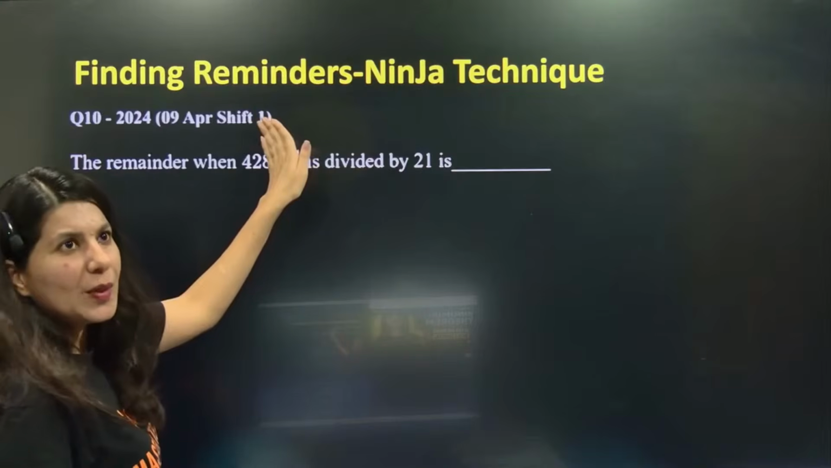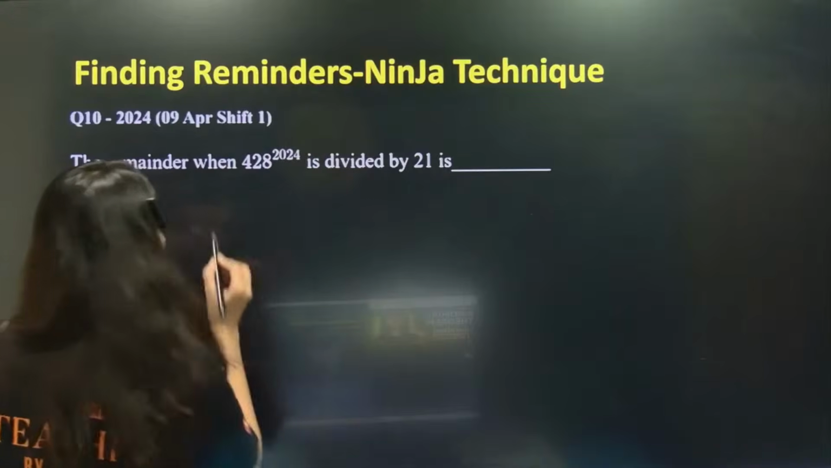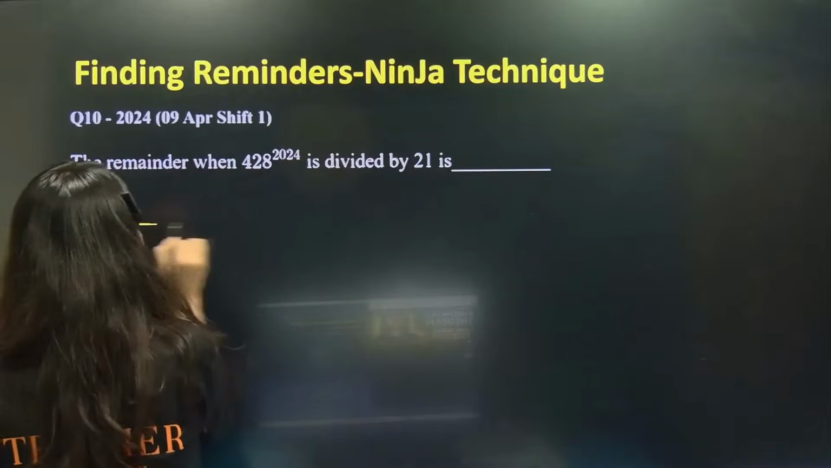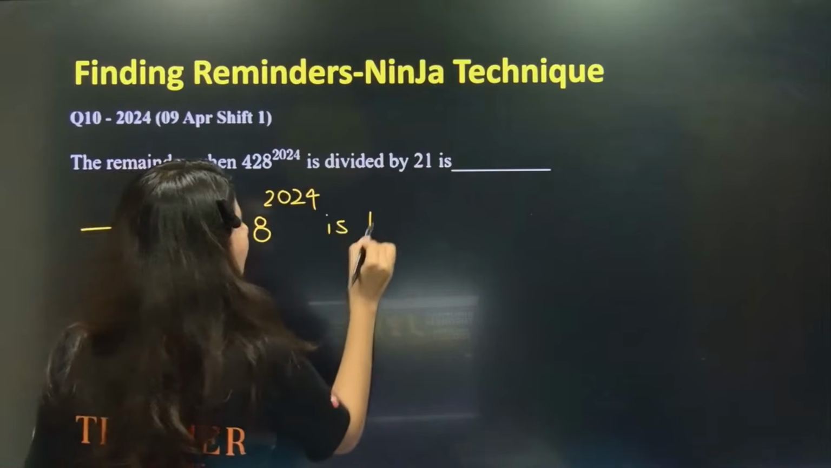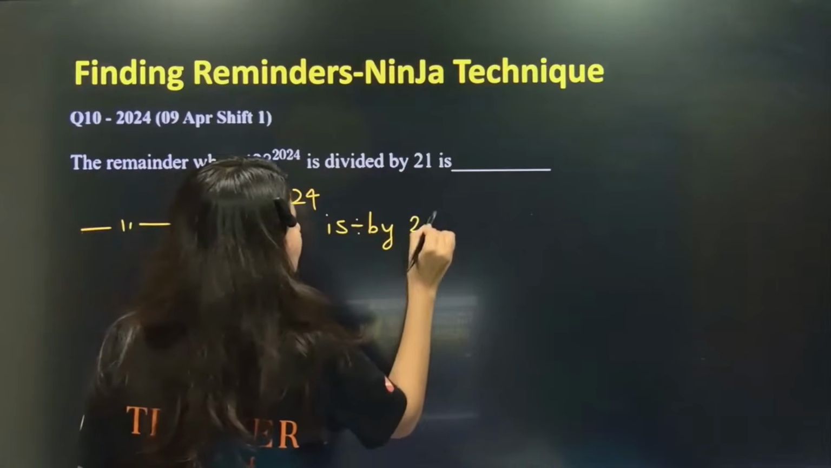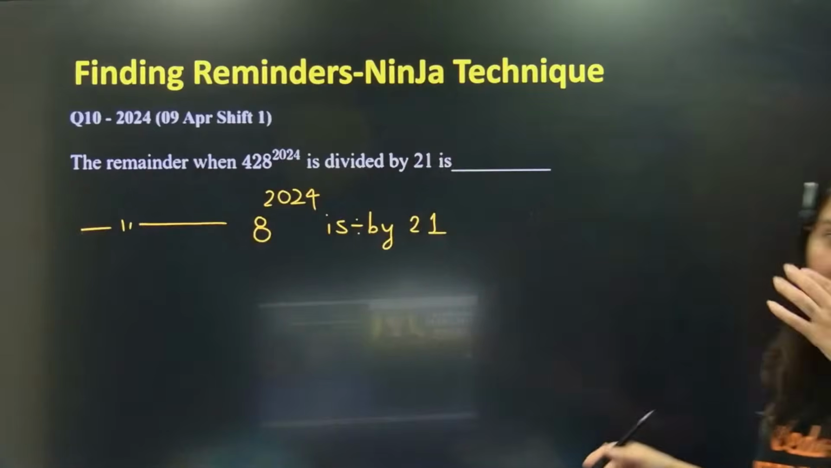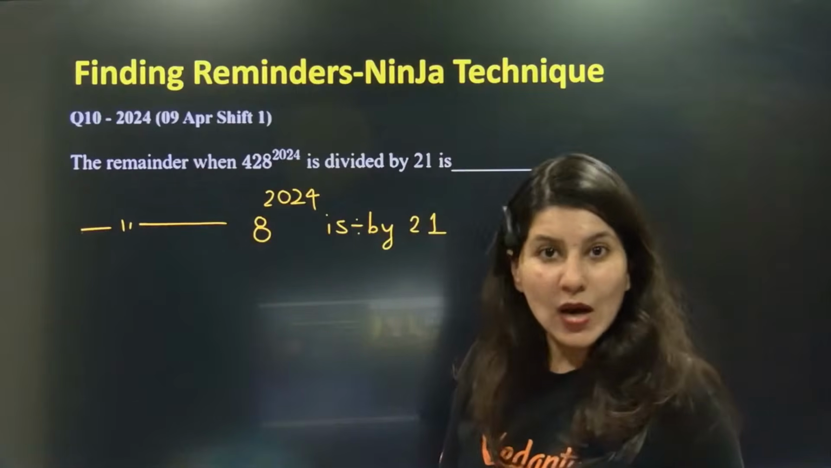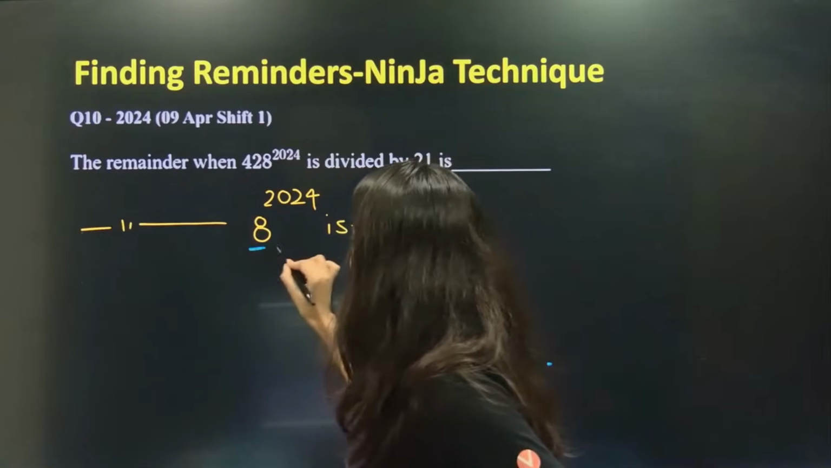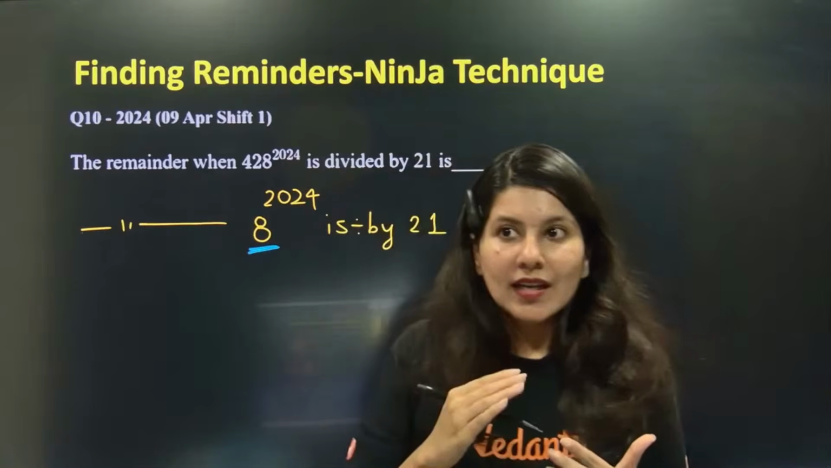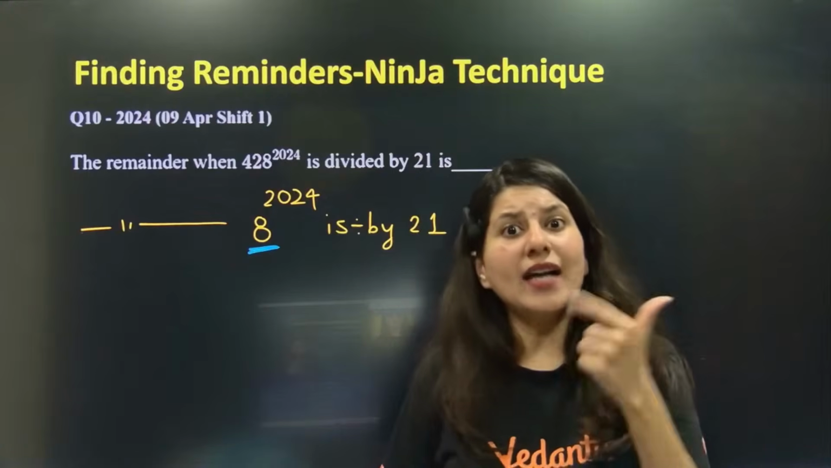21 multiplied by 20 will be 420. So finally 8 will be the remainder. So now your question will be changed. The question will be: remainder when 8 power 2024 is divided by 21. But ma'am, now what to do? Because we are not getting either plus 1 or minus 1. Now understand, always, if this is not giving you plus or minus 1 remainder, now think about a higher power of 8.